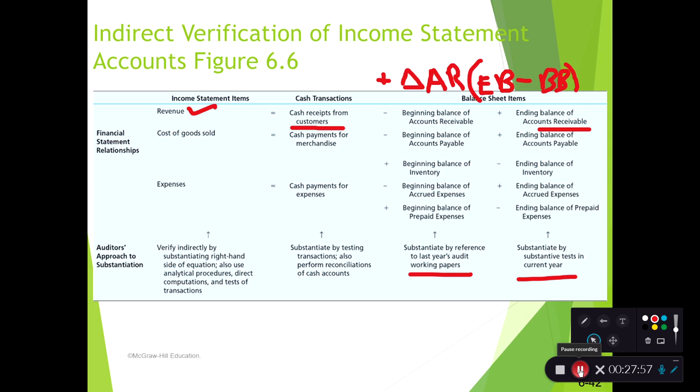And so you can kind of think about these as different ways to triangulate comfort around income statement items.